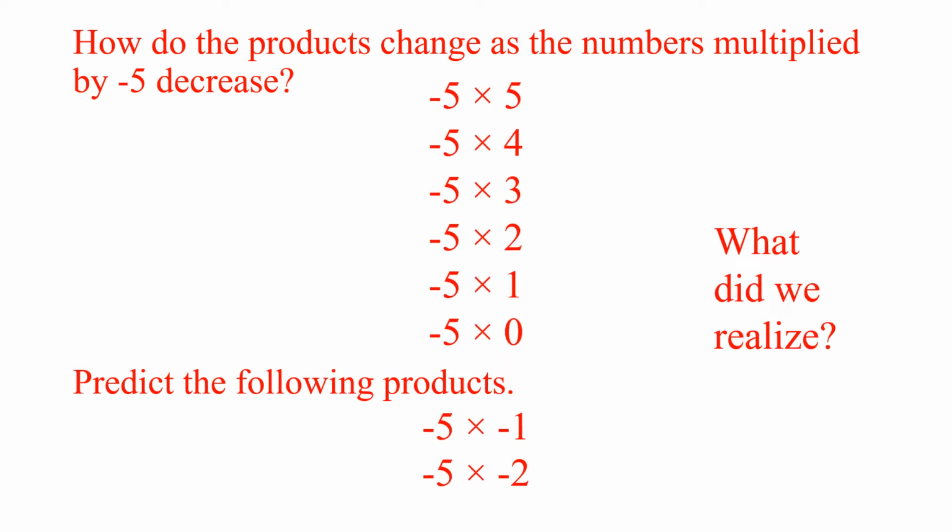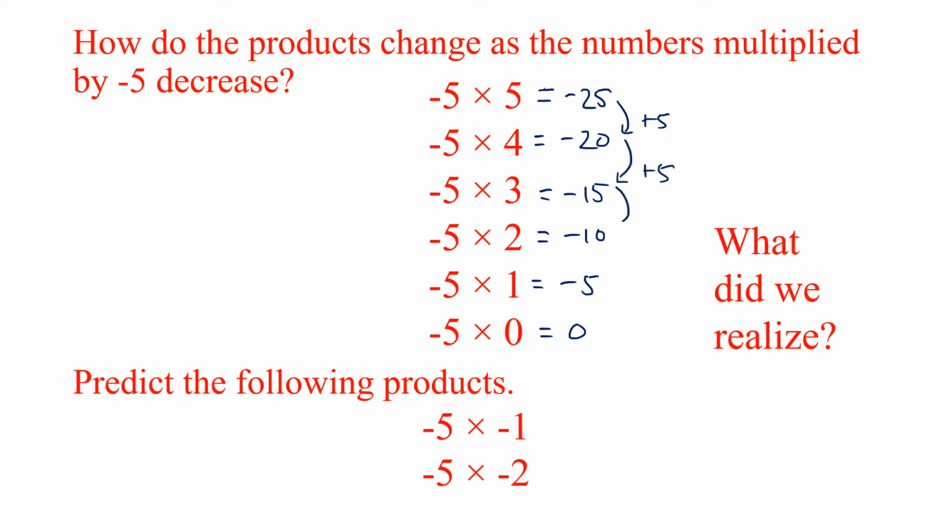Now, let's take a look at how the products change as the numbers multiplied by negative 5 decrease. So I have negative 5 times 5, and I know that's negative 25 based on what we learned on the previous page. Now negative 5 times 4 is negative 20. Negative 5 times 3 is negative 15. Negative 5 times 2 is negative 10. Negative 5 times 1 is negative 5. And negative 5 times 0 is 0. Now I'm realizing that as the numbers multiplied by negative 5 decrease, I'm actually adding 5 each time.